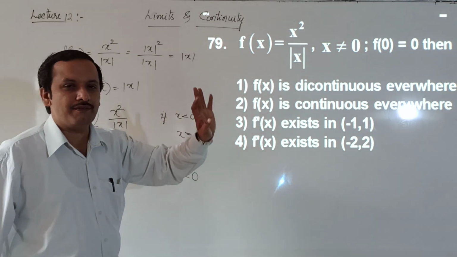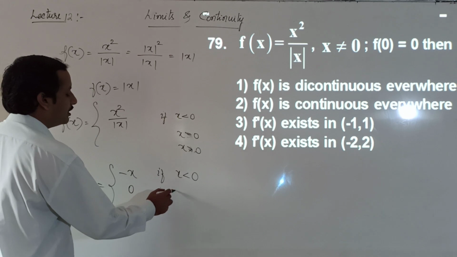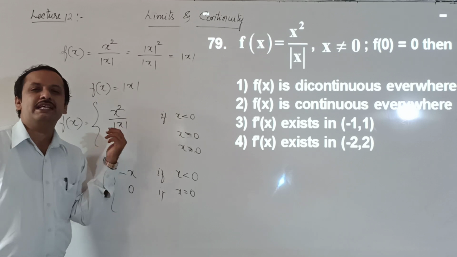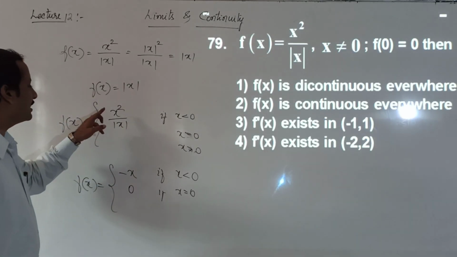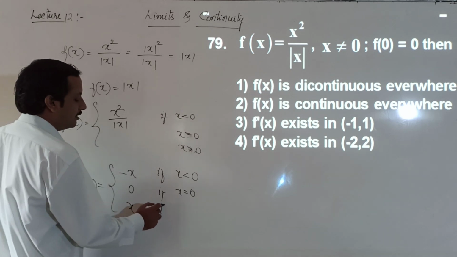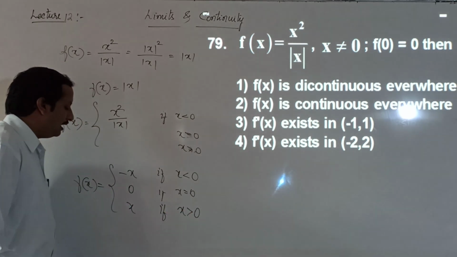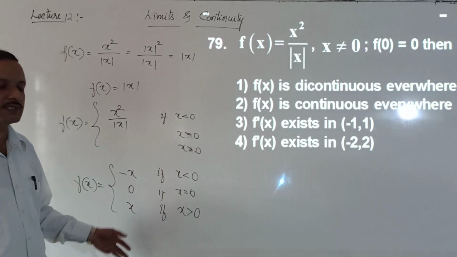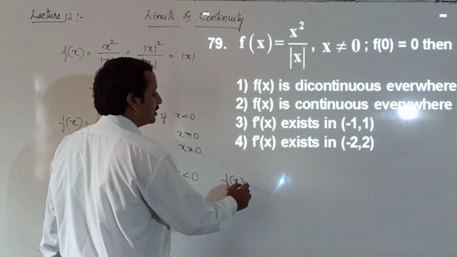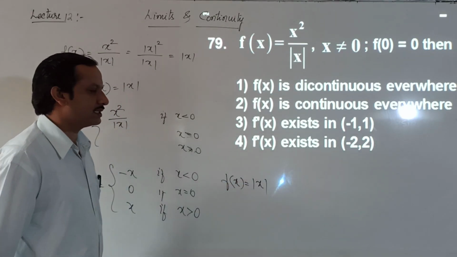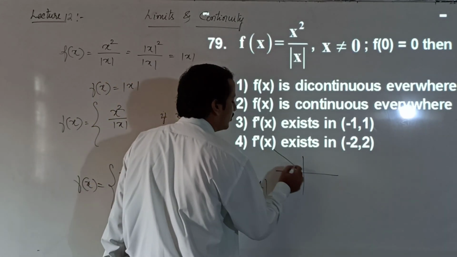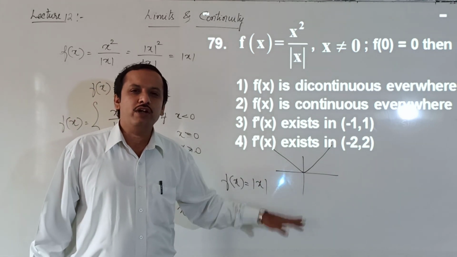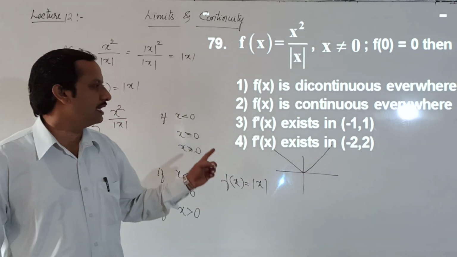At 0, they have given f of 0 is 0, no doubt, if x equal to 0. When x is positive, what happens to mod x? Whenever x is positive, mod x is defined as x. x square by x will give you x if x is greater than 0. So f of x is equal to minus x when x is negative, 0 when x is 0, and x when x is positive. This is nothing but mod x. As soon as you see mod x, immediately this graph should come to your mind, and you must also identify that it is continuous everywhere and not differentiable at 0. So the answer is the second option.